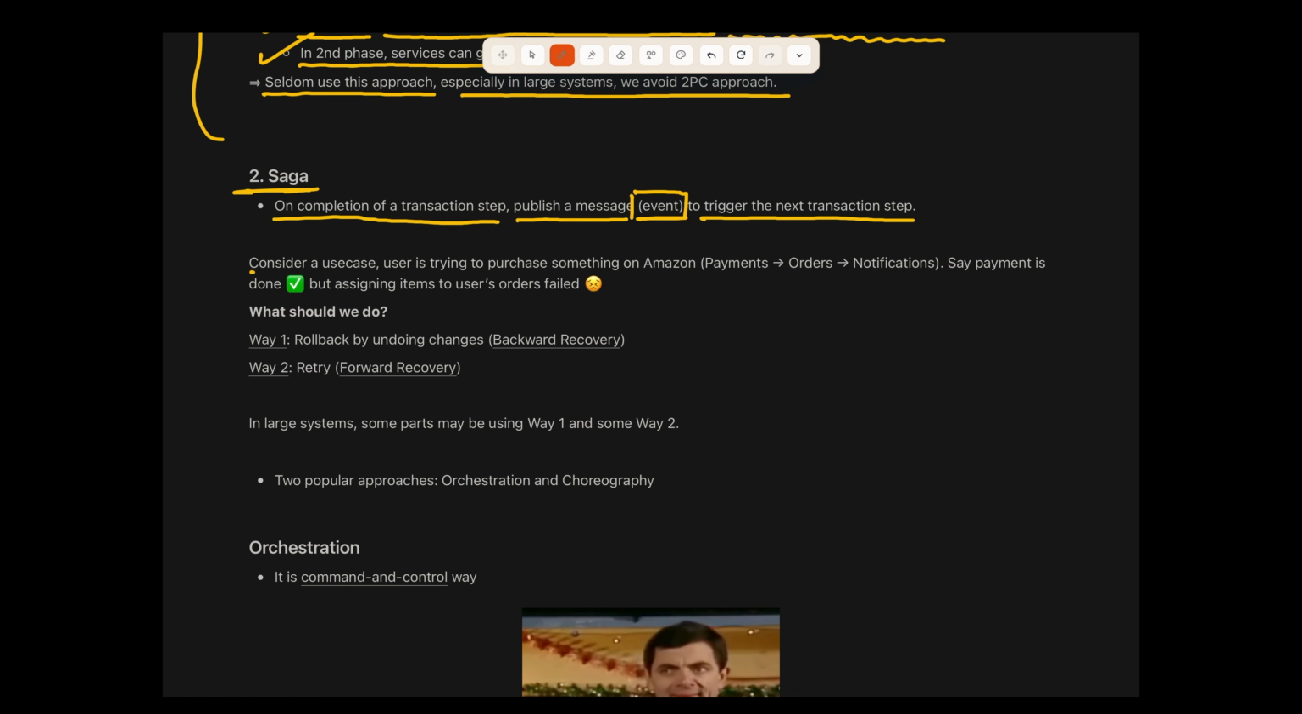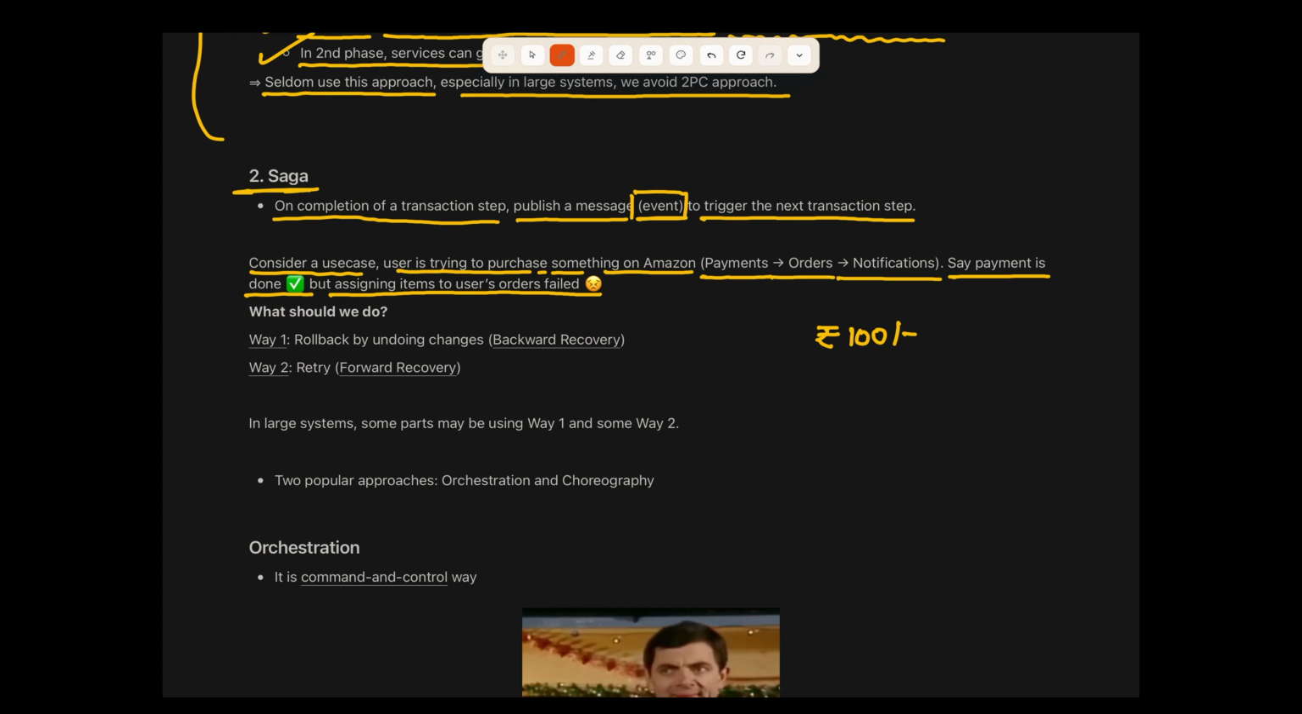For example, consider a use case. A user is trying to purchase something on Amazon. They do the payment, the order is processed, and they get the notification, basically a confirmation of the order. Say payment is done, but assigning items to the user's order fails. Let's say payment was done and you were deducted 100 rupees.